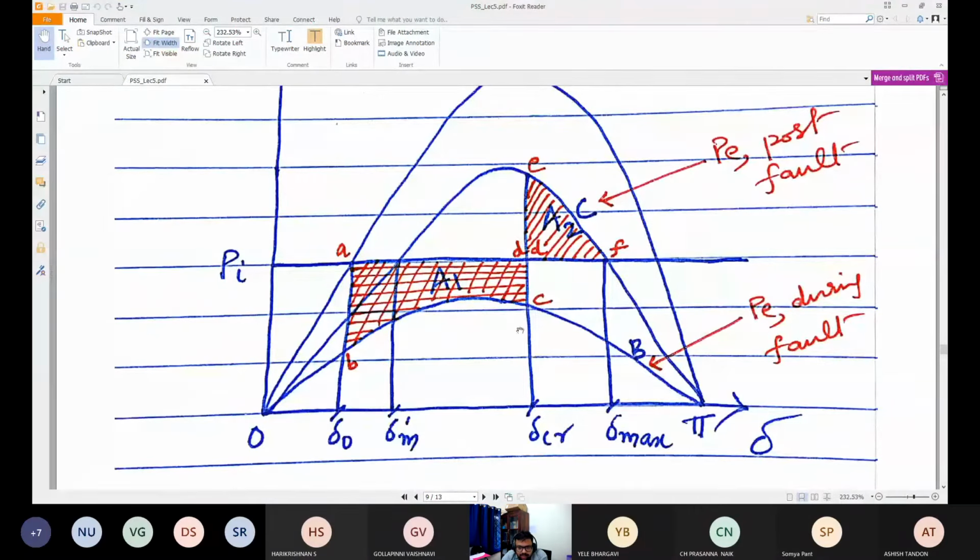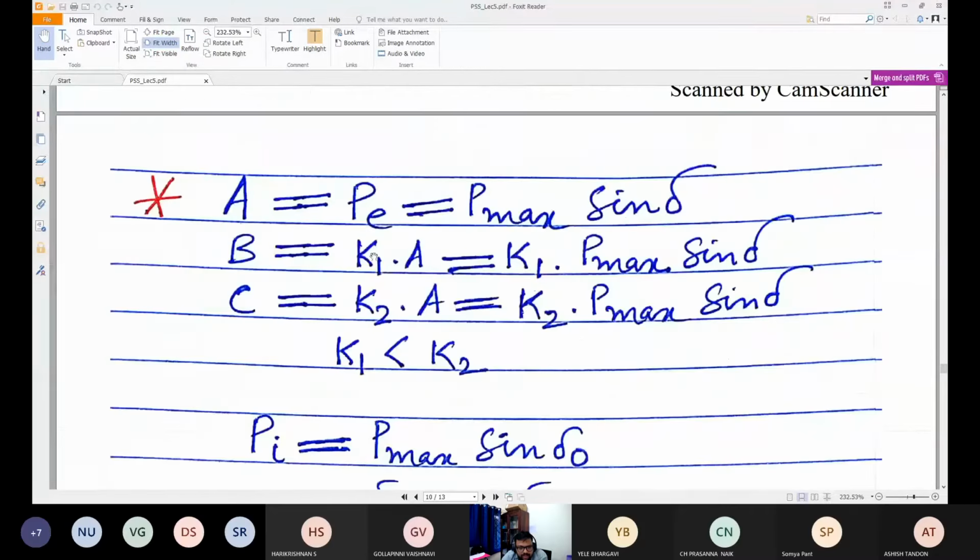The PE corresponding to curve B, we are multiplying this with K1. K1 into curve A will give you K1 into P max sine del. Similarly for C also, some other scalar we are multiplying to curve A. So K2 into P max sine del. Now what about the relative difference between K2 and K1? What about the inequality of K2 and K1? K1 is less than K2.